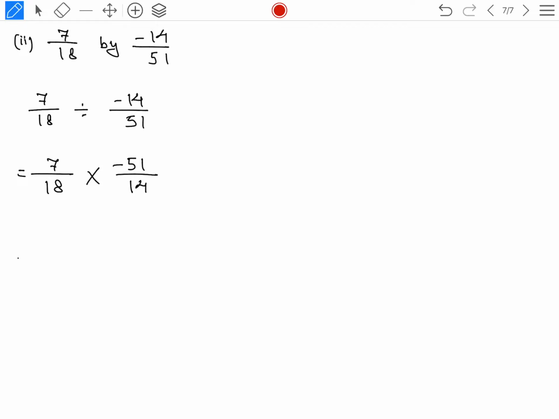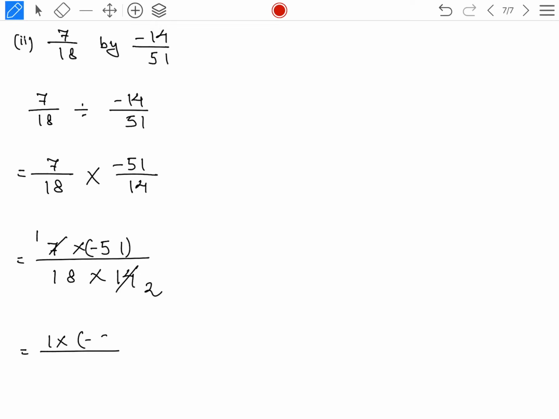But we don't write negative in the denominator, so we'll write it in the numerator. Multiply 7 into minus 51, 18 into 14. Now see, 7 2s are 14, yes or no? 7 1s are 7, 7 2s are 14.